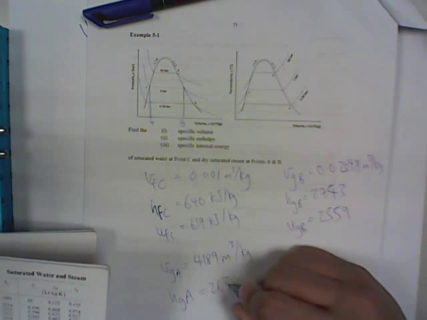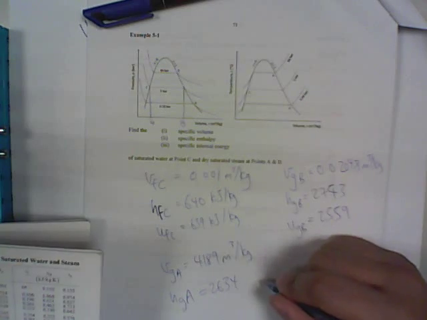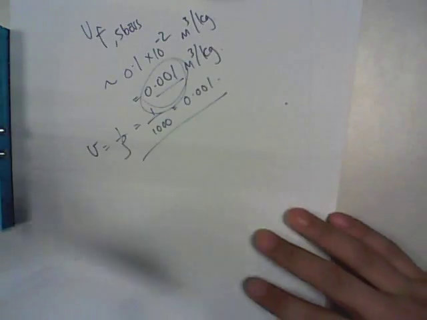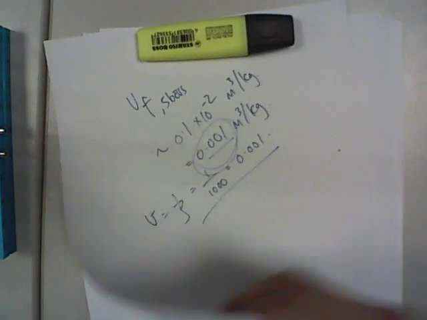Again, Hg will be this value. Hg will be 2634. Hg equals 2634. And Ug is 2475. Okay, so this is how you solve it. I didn't expect this question to take quite some time, but anyway, it's alright.